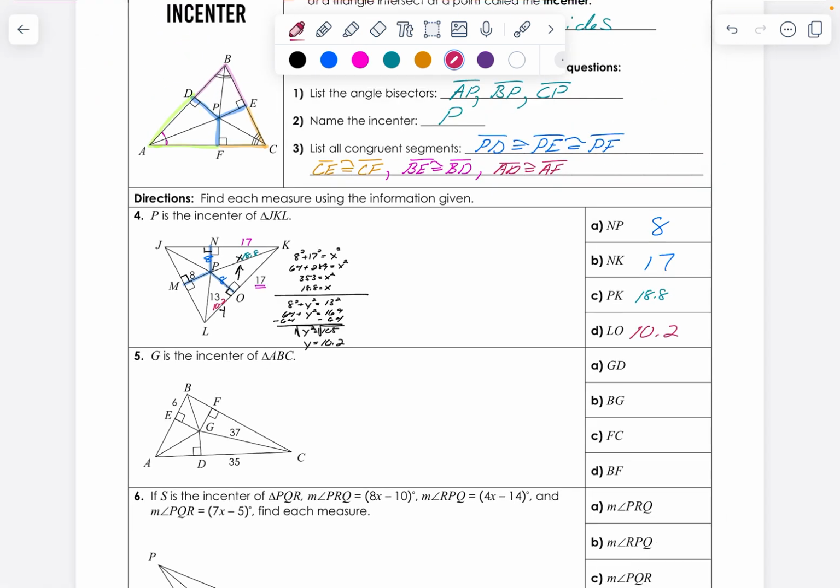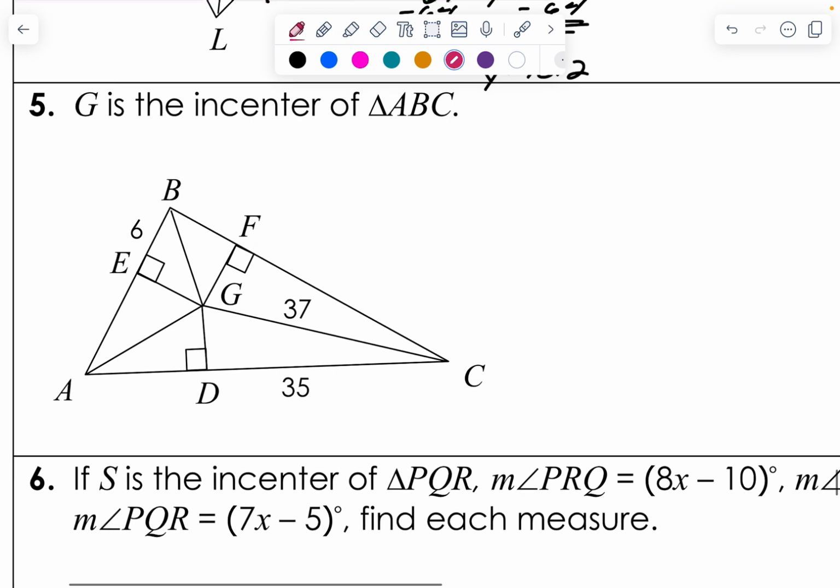All right, looking at our next one. G is the incenter, so I'm going to highlight all of these and write what else we know. So if this is 35, then this is 35. 37 is referring to that middle CG. If this is 6, then this is 6. But we don't have those highlighted measurements yet.